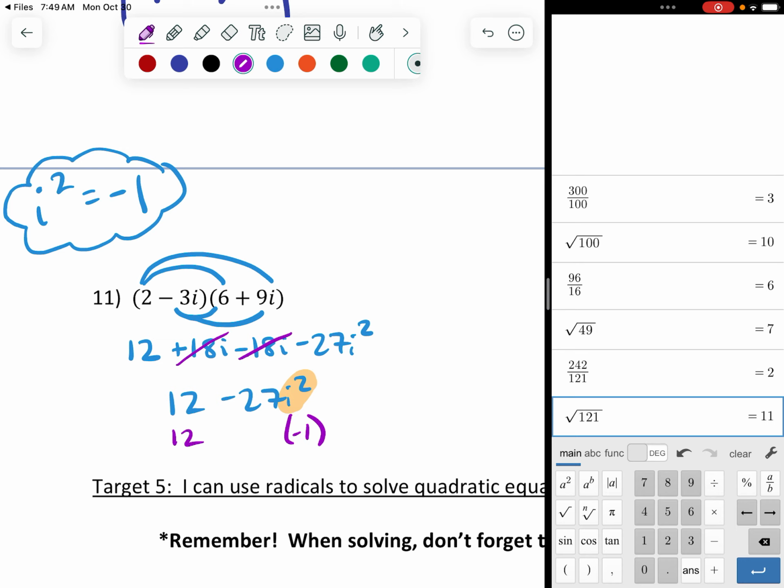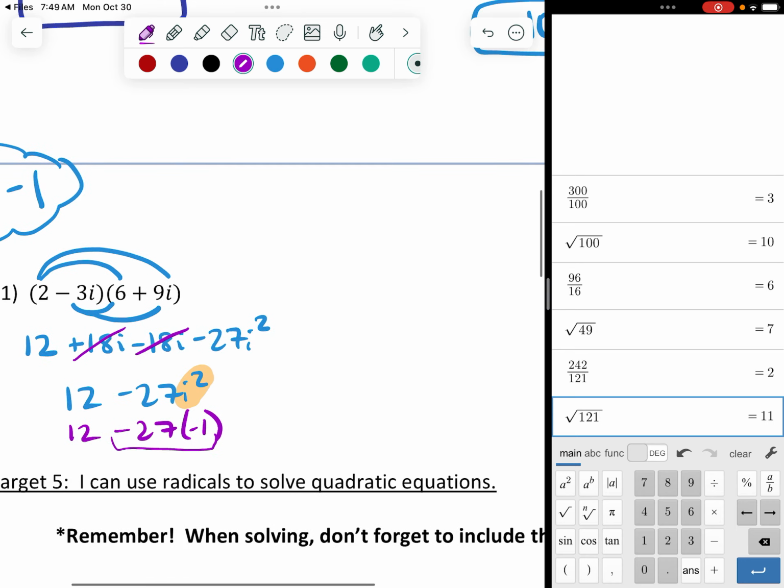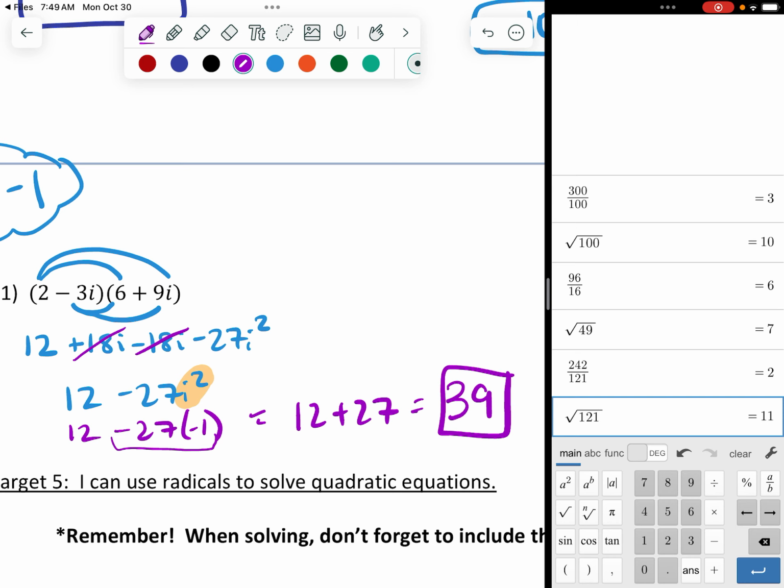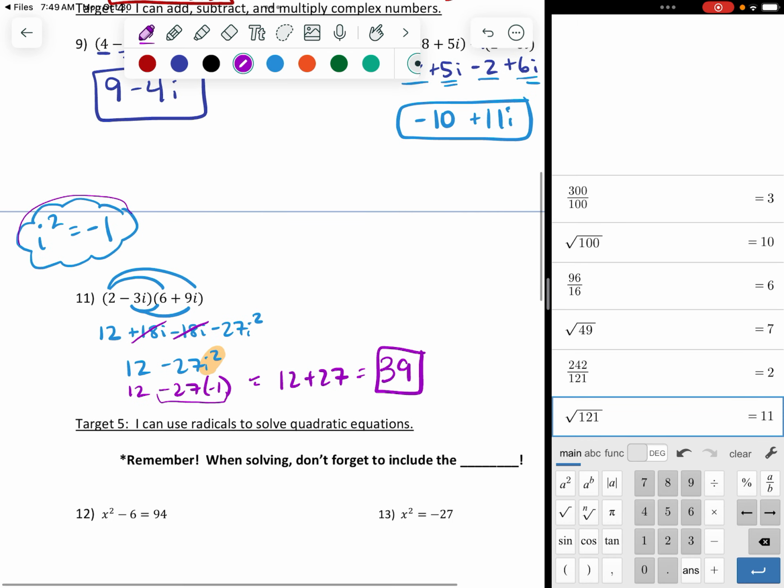Okay, so this is still 12 minus 27, but then that's negative 27 times negative 1. So this is 12 plus 27, which is 39. Okay, so that was the big thing here. i squared equals negative 1.